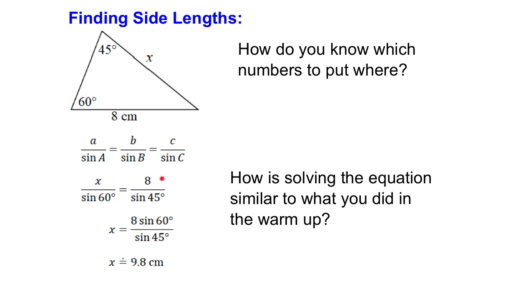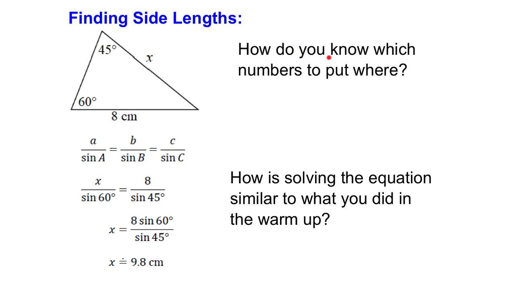8 times sine 60 is the same as sine 45 times x. So if I want to solve for x, I can just skip ahead. 8 times sine 60 divided by sine 45, and that's where this came from. So this line here is just what I showed you in the warm-up. If you forget, you can go back in the video and rewatch my take-up of the warm-up. Once you do this in your calculator, 8 times sine 60 divided by sine 45, you get about 9.8 centimeters, and that's how long this side length is.